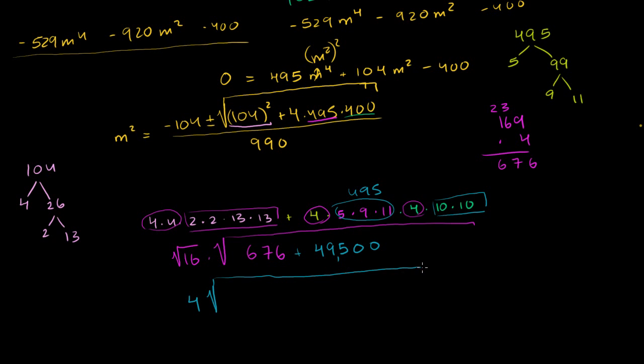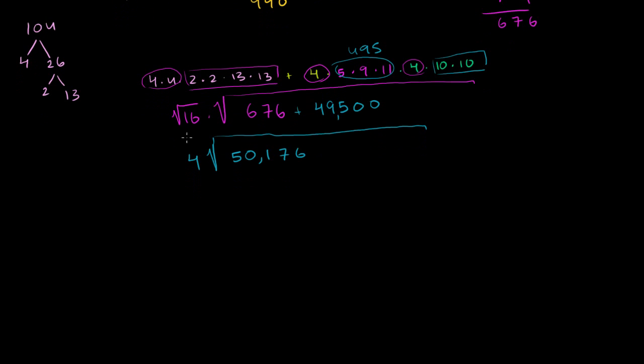This will be interesting. We're going to do some serious factoring here. Of 49,500 plus 676, which is going to be 50,176, right? If this was just a 500 here, then we would get to 50,000. We have another 176. So times the square root of this crazy thing. And so let's see if we can factor this. This is really a nasty problem. So 50,176 looks like it's divisible by 4.